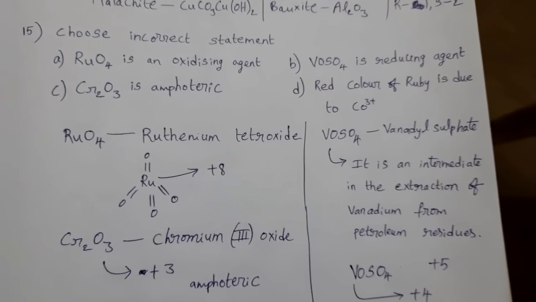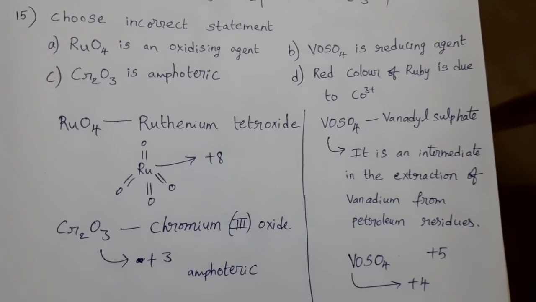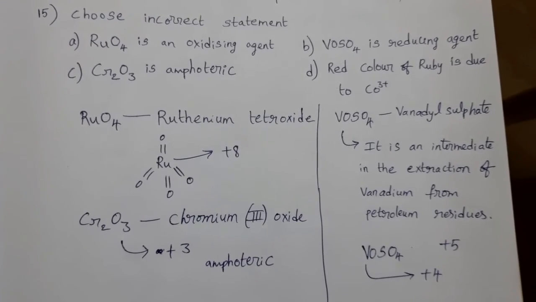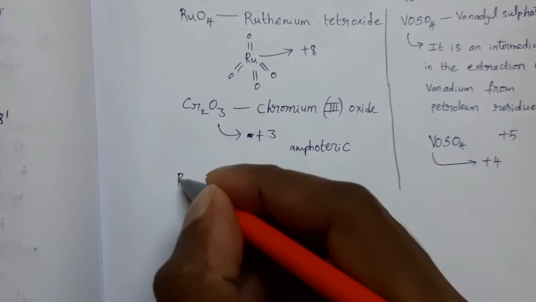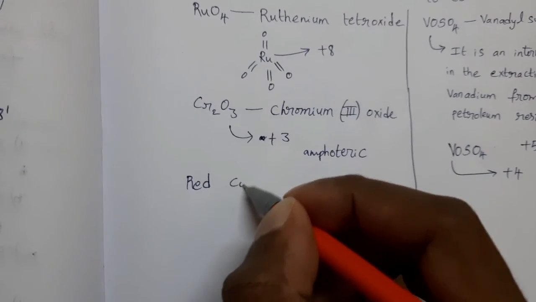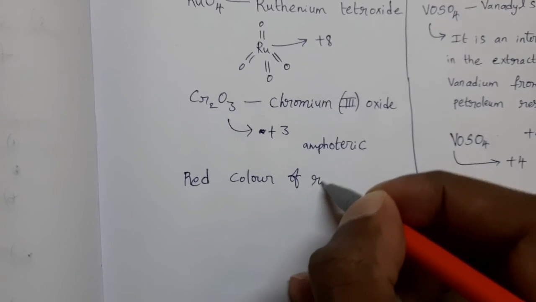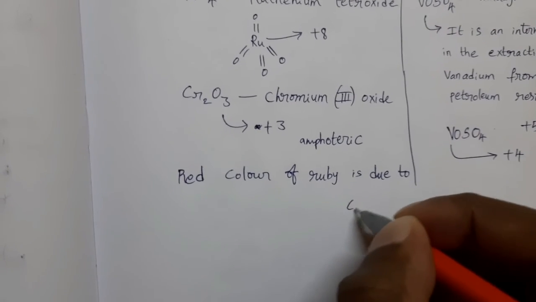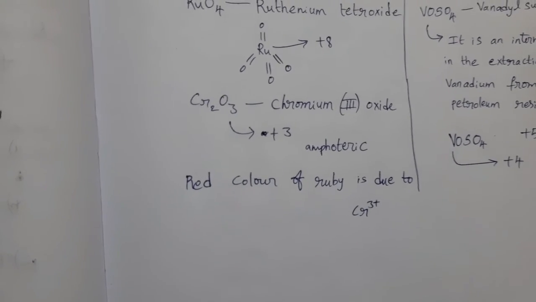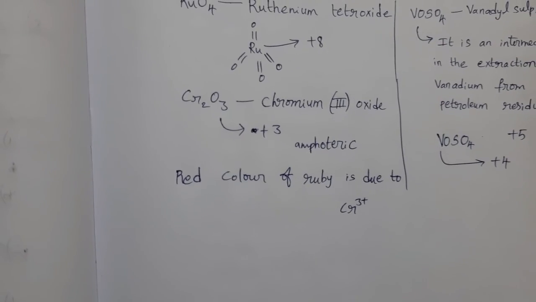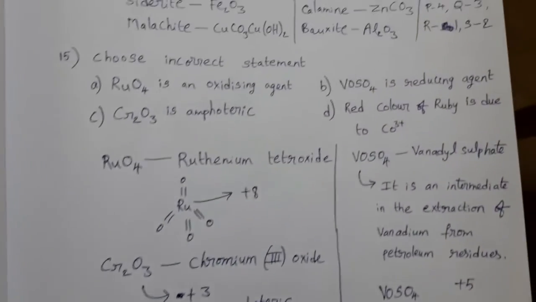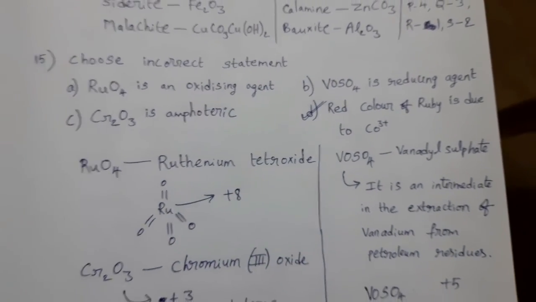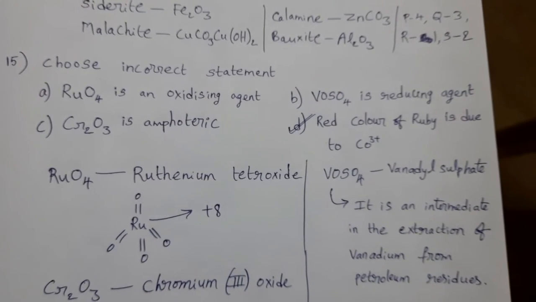Next, red color of ruby is due to Co3 plus ion. Cobalt 3 plus ion is present in ruby, that's why it has red color. This is wrong. The correct statement is: red color of ruby is due to Cr3 plus ion. Chromium 3 plus ion is present in ruby. That's why it has red color. So the incorrect statement is this one, option D. Option D is the incorrect statement.